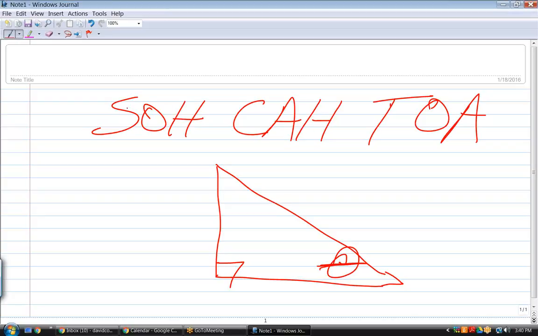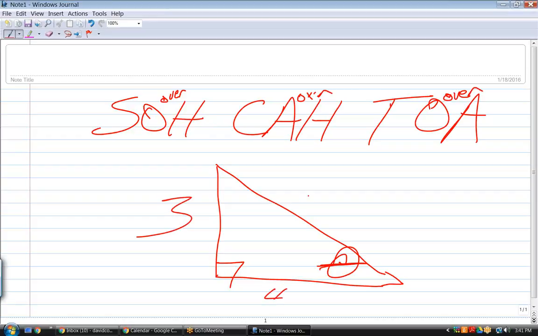This stands for the sine is the opposite over the hypotenuse. This means the cosine is the adjacent over the hypotenuse. And this means the tangent is the opposite over the adjacent. In other words, each one of these things has a little implied over right there. In other words, the O does not stand for over. The O stands for opposite.